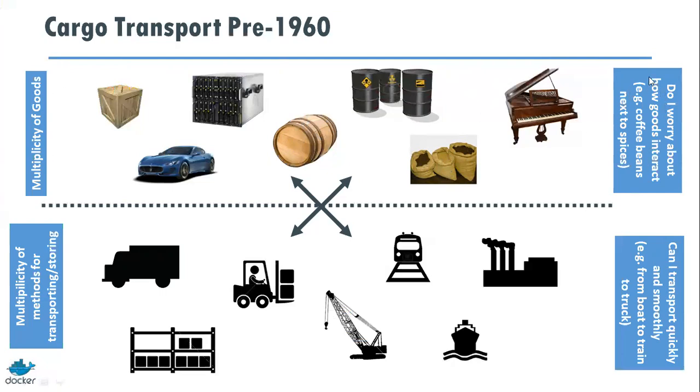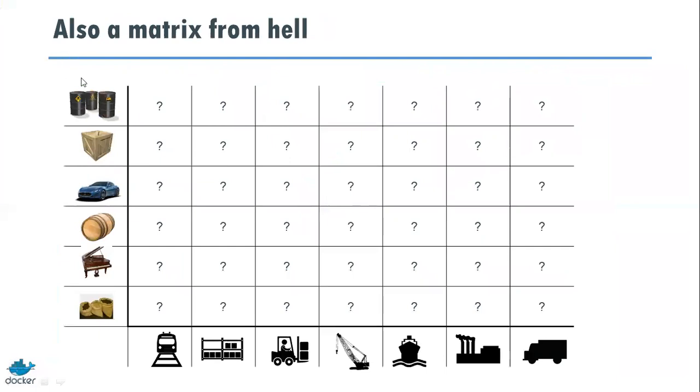Then do I worry about how goods interact with each other? Can I put this along with explosives? You have to think about that, right? Can I put this along with this? Can I put this one along with this side? All these kinds of challenges are there. Similarly, when you have the goods, how to transport them? All those various problems were there in implementing the system.